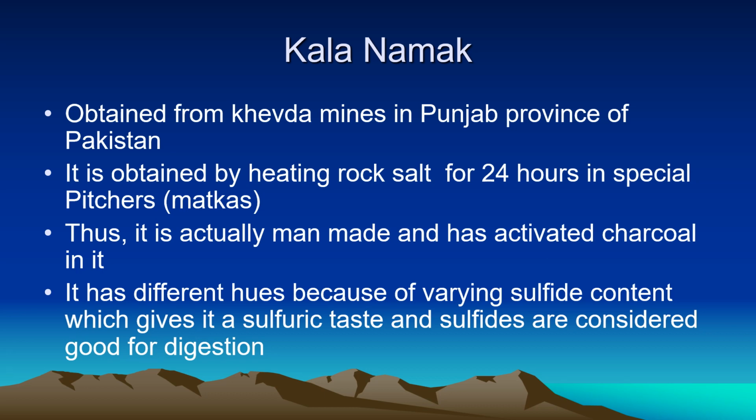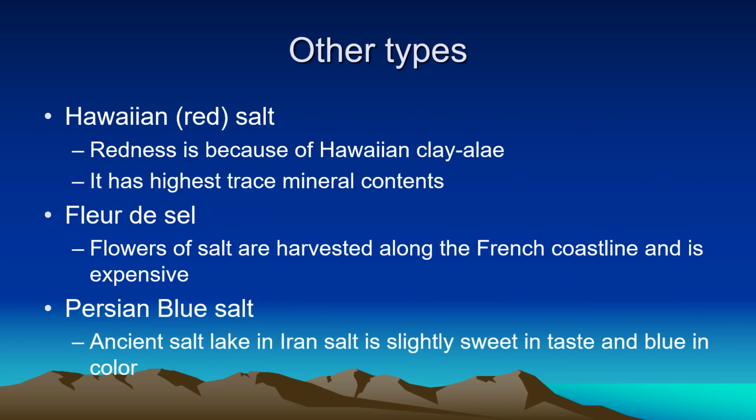It has high charcoal content. It has different colors or hues, black hues, because of varying sulfite content. Sulfites are considered to be good for digestion. So these are the benefits of Kala Namak. It should be remembered that the sodium content is the same.